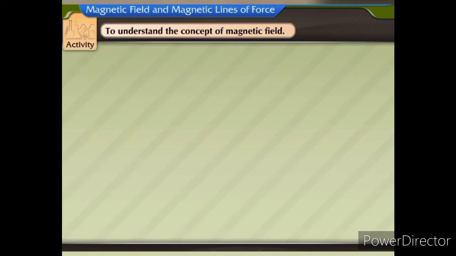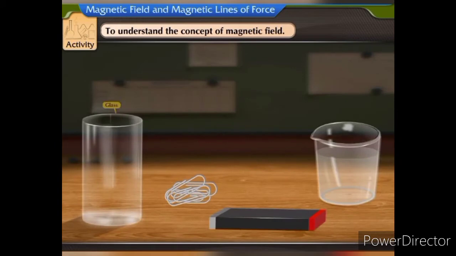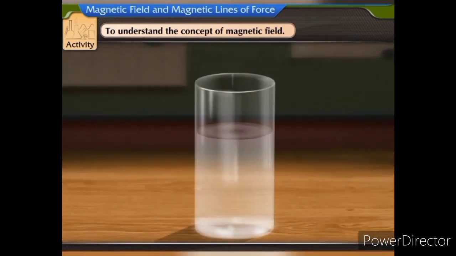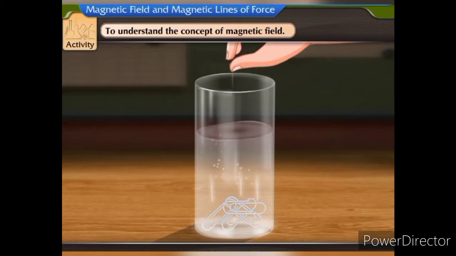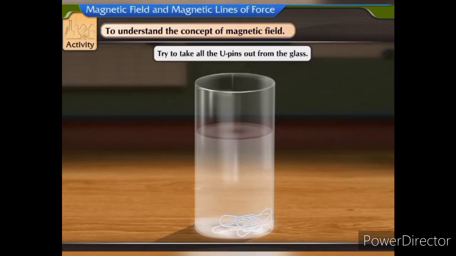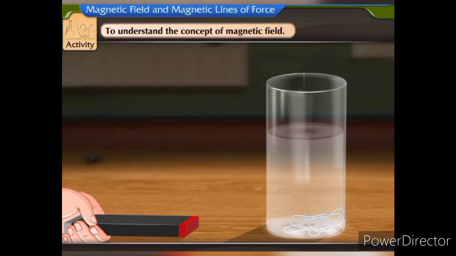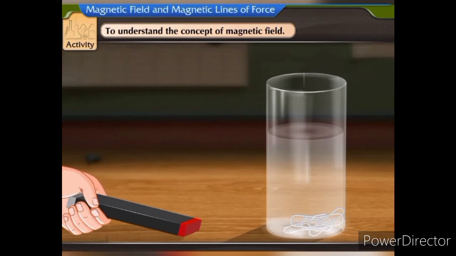Let us now perform an activity to understand the concept of magnetic field in detail. We need a glass, few U-pins, a magnet and some water to perform this activity. Take a glass filled with water. Add a few U-pins into the glass. Now try to take all the U-pins out from the glass with the help of a magnet. Keep it a little away from the glass. Now, bring the magnet near the glass very slowly.